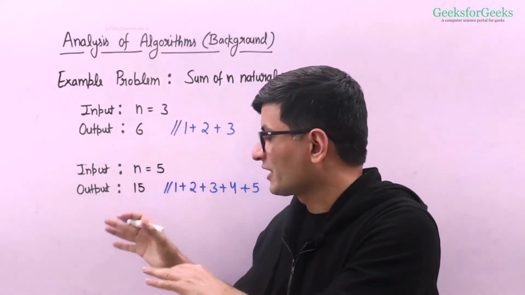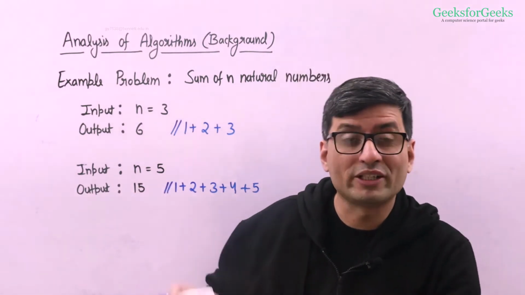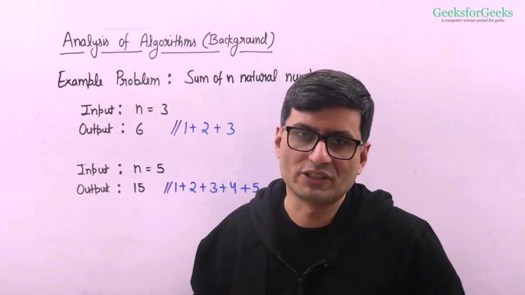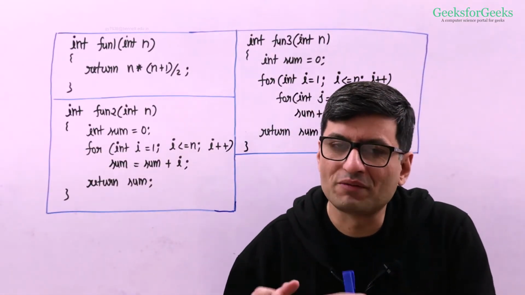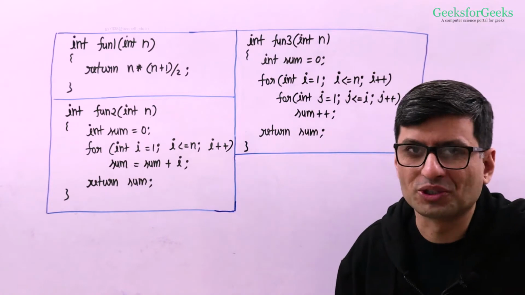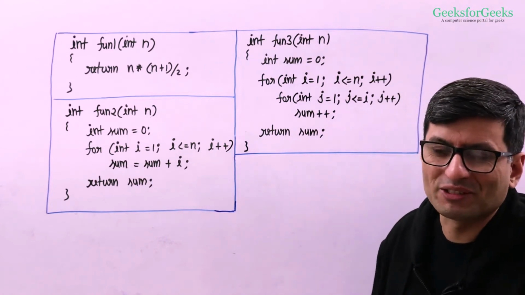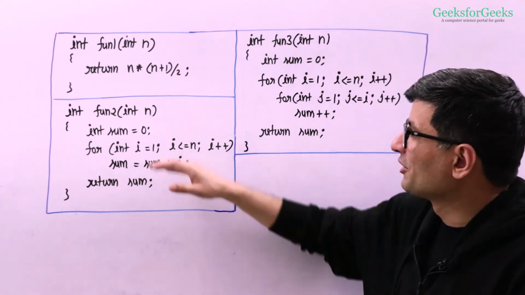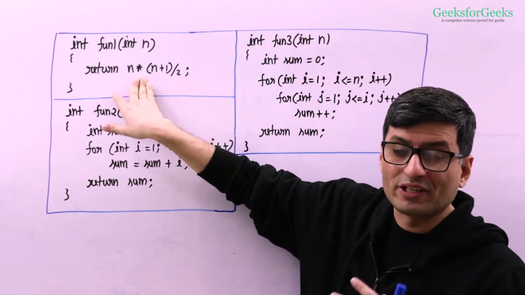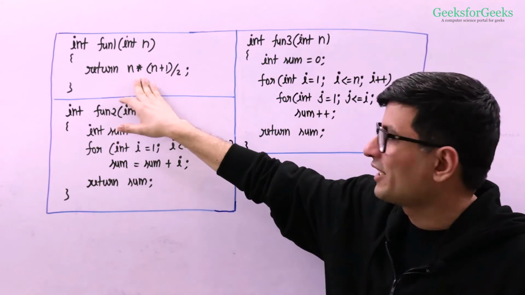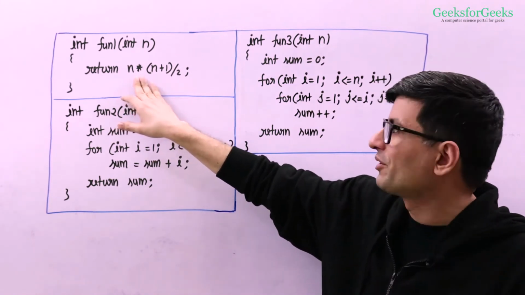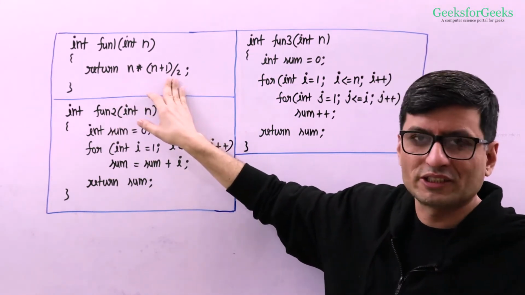We are going to discuss 3 different solutions of this problem, and then we are going to compare these 3 different solutions. Here are 3 different solutions written by 3 different programmers, and your solution very likely might be matching one of these 3 solutions. The first programmer has simply returned n into n plus 1 by 2. It simply uses the formula. If n is 3, we are going to return 3 into 4 by 2, which means 6.